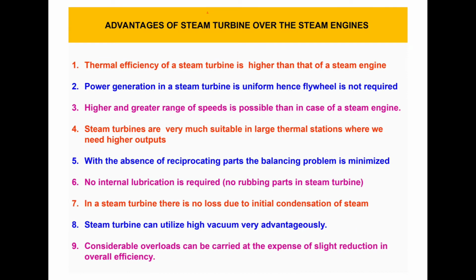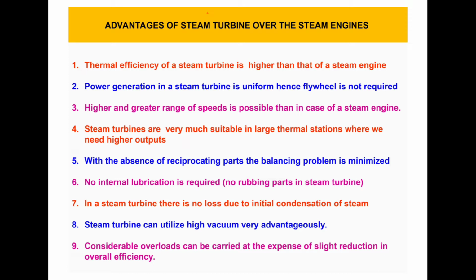The advantages of steam turbines over the steam engine. Thermal efficiency of a steam turbine is higher than that of a steam engine. Power generation in a steam turbine is uniform, hence a flywheel is not required. A higher and greater range of speeds is possible than in the case of a steam engine. Steam turbines are very much suitable in large thermal stations where we need higher outputs. With the absence of reciprocating parts, the balancing problem is minimized.